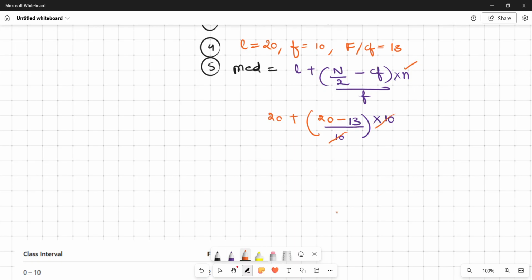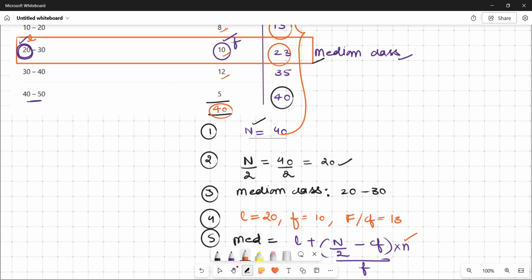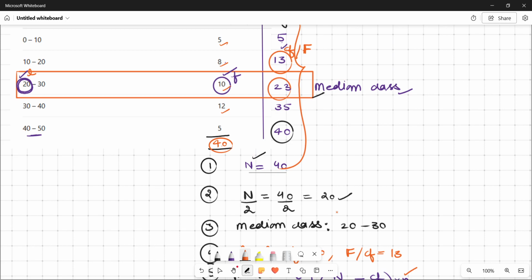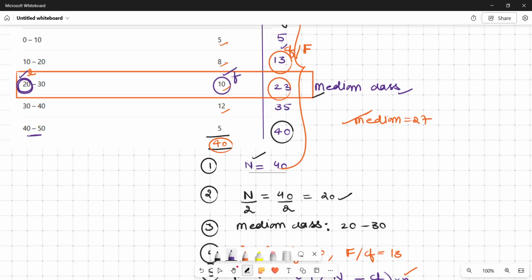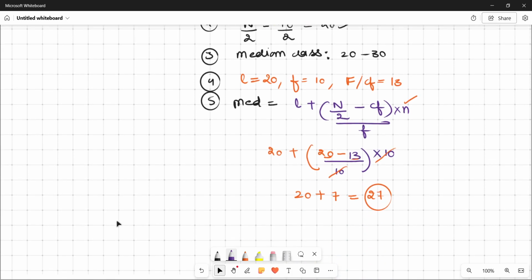So I think we have reached our answer. This 10 will cancel out this 10. 20 plus, and 20 minus 13 is 7. So the answer in this question is 27. This is our final answer: the median for this grouped data is 27. Now I think you have a very clear idea. Once we are able to find the median class, the median will lie within that class, like 20 to 30. See, the median is 27, it is lying between 20 and 30.